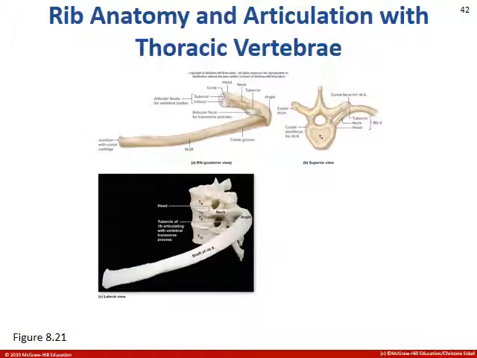Last slide here, we can see the rib anatomy and the articulation with the thoracic vertebrae. It's pretty complex and there's lots of additional features here. I really want you to be able to see that there is a neck, an angle, and a shaft, and that the tubercle is where the rib articulates with the transverse process of the vertebrae. We also have articulation here at the head. So the head of the rib is going to articulate with a costal facet that's on the body portion of the vertebrae. So next lecture, I'll talk about all the appendicular bones and all of their features.